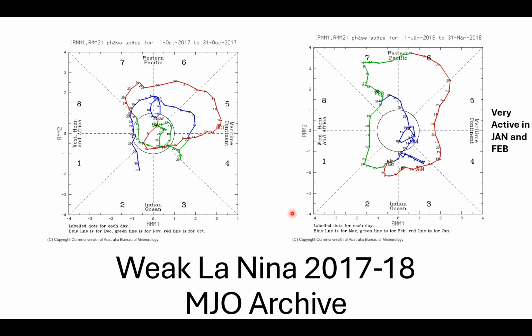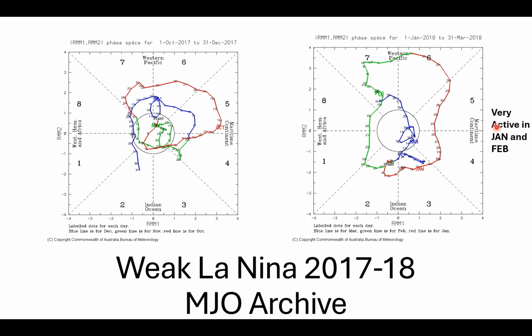Looking at the weak La Nina winter of 2017-18, notice in October it was very strong. Look how far from the center of the diagram it gets out into phases 5 and 6 and 7. And then the blue line is December, so it did come back out in December. Pretty quiet in the month of November, the green line in the center of the diagram, but then into phases 5, 6, 7, and weakly into phase 8 before coming out and getting stronger by the end of December in MJO phase 2.